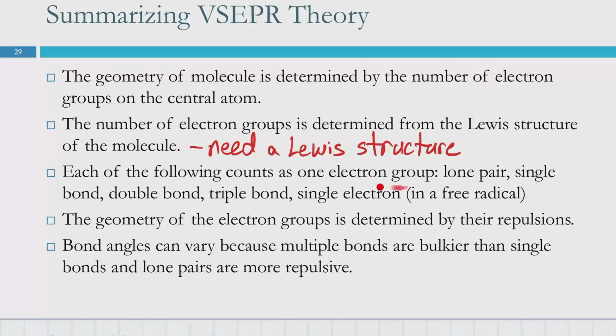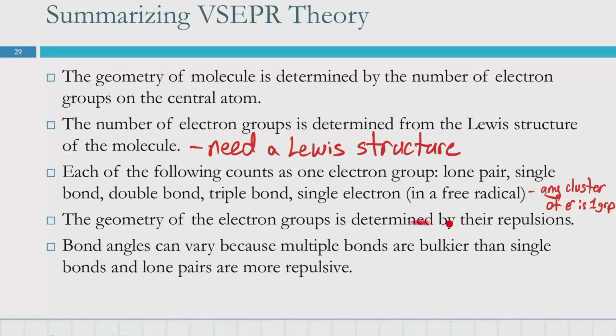Each of these groups counts as 1 electron group: lone pairs, single bonds, double bonds, triple bonds, and single electrons like free radicals. Any cluster of electrons is 1 group. So if they're all in one area, that's 1 group.